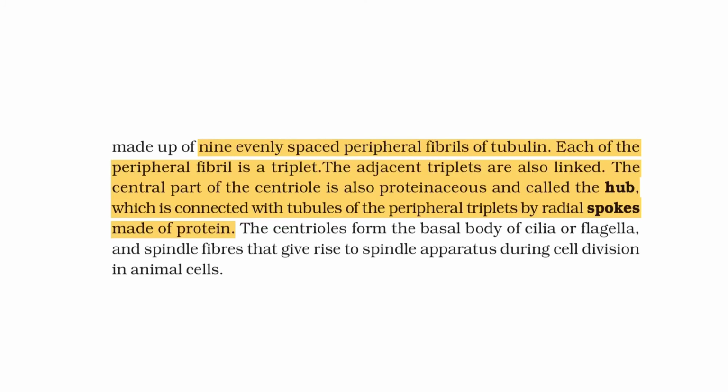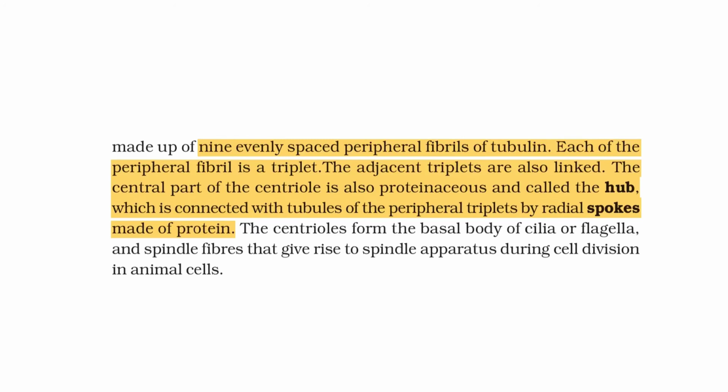The centriole structure is made up of 9 evenly spaced peripheral fibrils made of a special protein known as tubulin. Each fibril is a triplet, which means 3 pipe-like structures are present, and adjacent triplets are also linked. The central part of the centriole has a proteinaceous hub, connected with the peripheral triplets by radial spokes made of protein. That's why the diagram looks like a cartwheel. In this way we have seen the structures of cilia, flagella and centrioles. I will show you a clearer diagram.